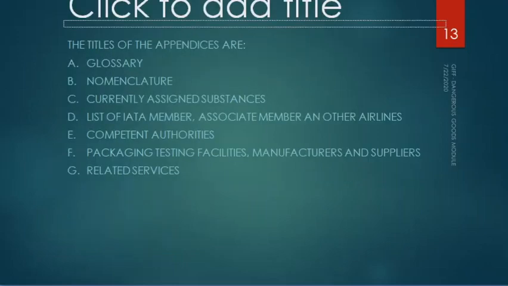Now, the titles of the appendices are: A talks about the glossary, B the nomenclature and numbering, C the currently assigned substances, D the list of IATA members, associate members, and other airlines. So we have members of IATA, then the associate members who are just associated, then other airlines who are operators.